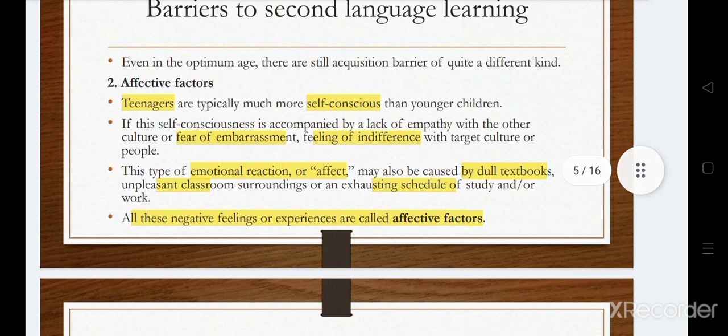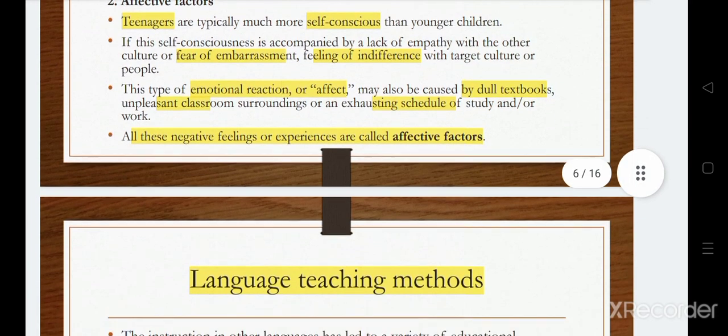Basically, affective factors are negative feelings or experiences. As you know, teenagers are more self-conscious, with fear of embarrassment and fear of indifference. Some insecurities are faced by teenagers more than by children. So this is a barrier; this emotional reaction, this affect, is a barrier for teenagers.